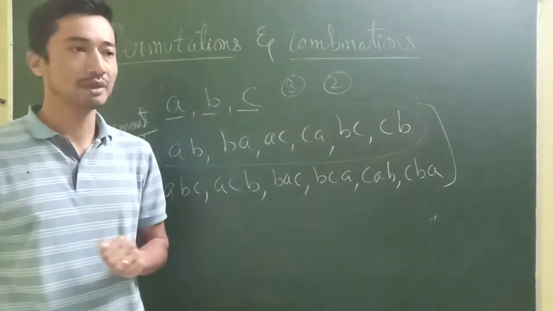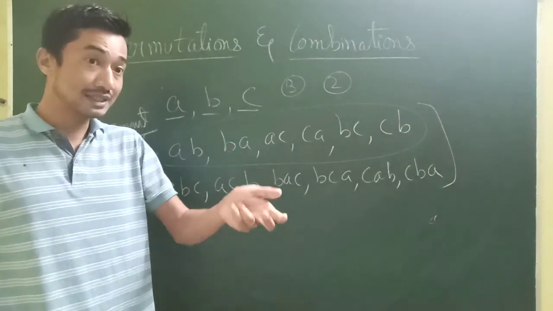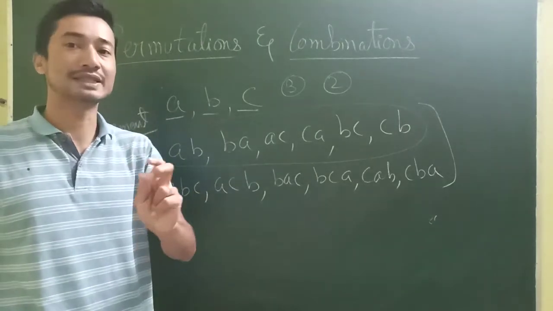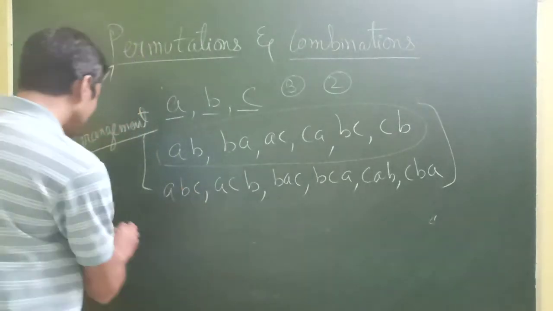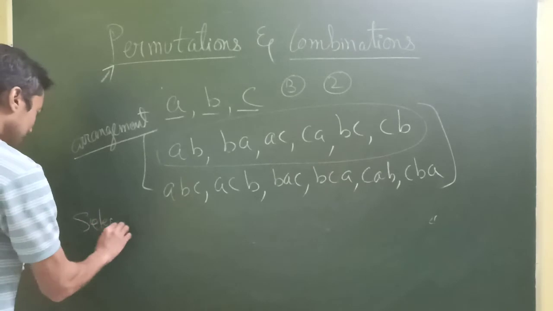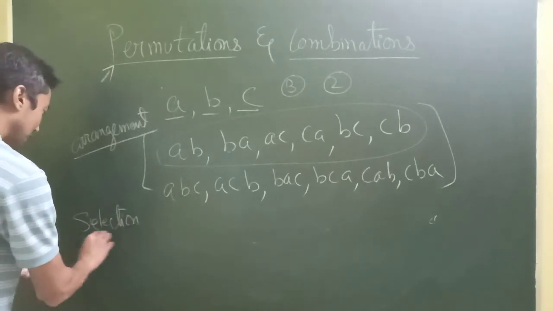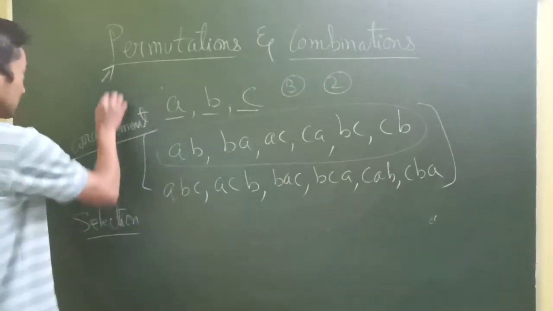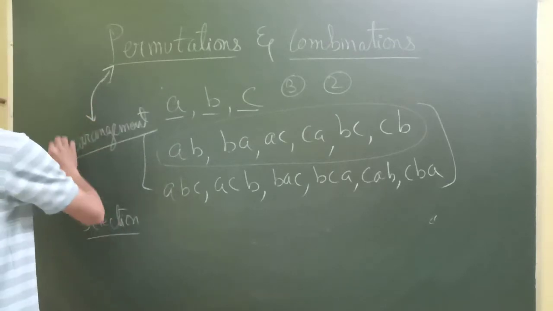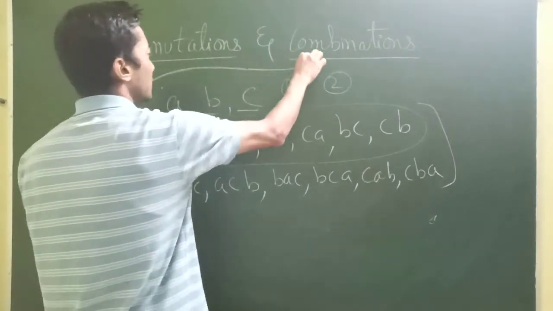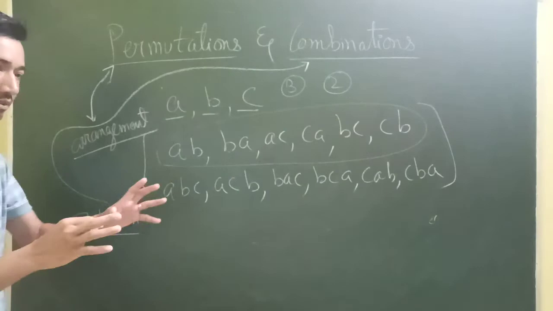Again, the same 3 letters are given to you. Take 2 at a time. In how many ways can selection be done? The other name for combination is selection. That's how we can find out the difference.